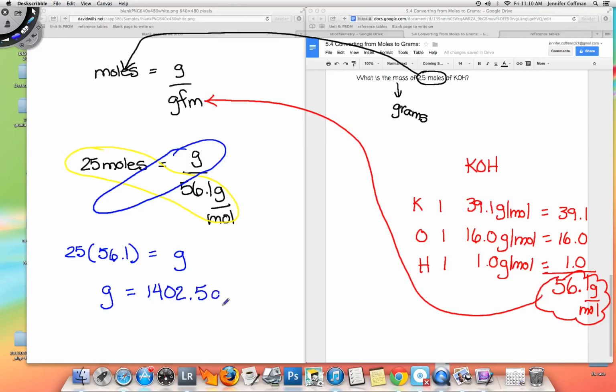1,402.5 grams of KOH. Might as well write it down so that we all know what we're talking about, because we're looking for the grams of KOH. So this is my answer for this question.